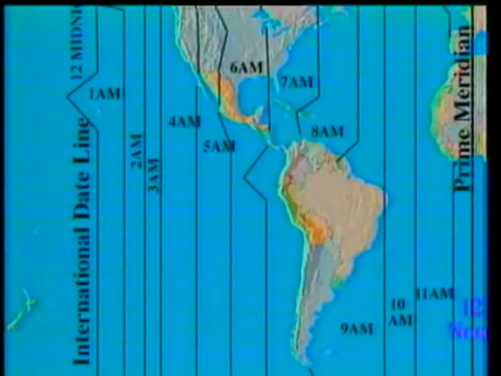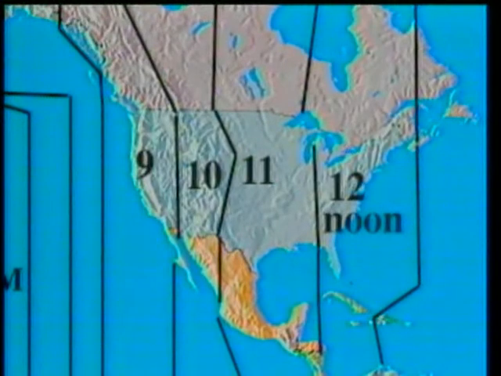A time zone map shows the 24 time zones on Earth. The International Date Line, which is located in the Pacific Ocean at 180 degrees longitude, is the marker for the beginning of each day. If it is Tuesday to the east of this line, then it is Wednesday to the west. In the United States, there are 4 time zones. If it is 12 noon on the East Coast, then it is 11 in the Midwest, 10 in the Mountain States, and 9 on the West Coast.